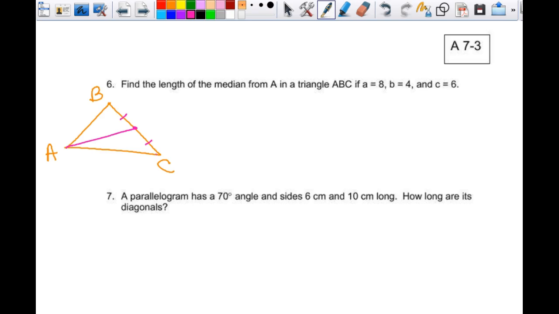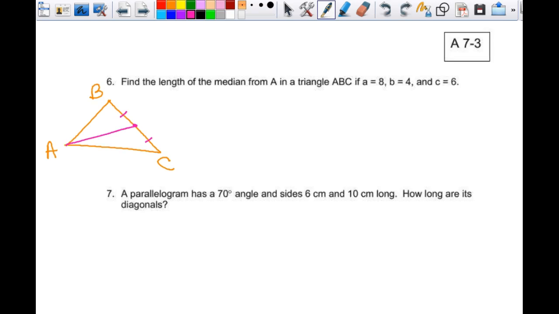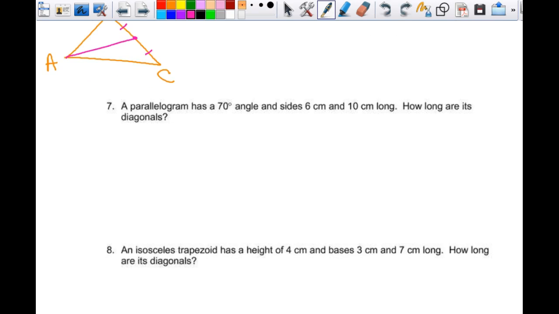Okay. So then it talks about a parallelogram has a 70-degree angle and sides of 6 centimeters and 10 centimeters long. All right, so let's talk about what we know about a parallelogram. So here's my parallelogram. Doesn't even have it named, so that's okay. And this is 70. And then the sides are 6 centimeters and 10 centimeters long.